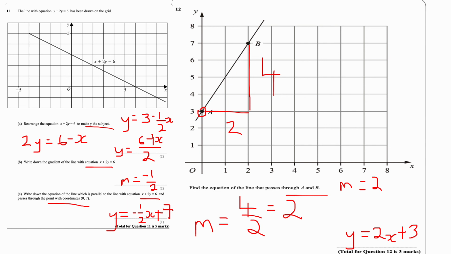Right, guys, that's the end of today's revision video on gradients and equations of straight lines. Okay, this is appropriate for grade 4 level maths, and even grade 5, for GCSE, foundation and higher tier for the crossover topics.